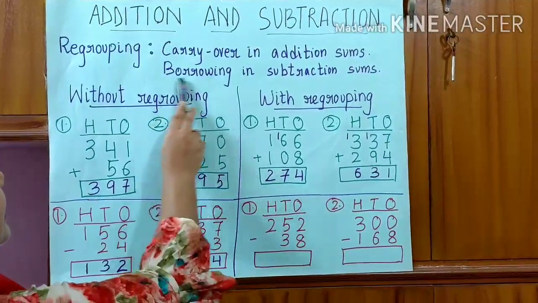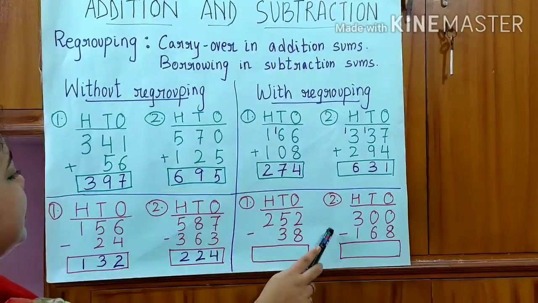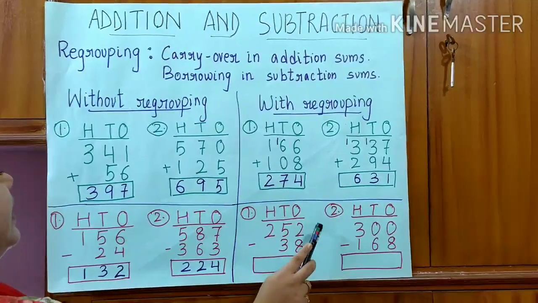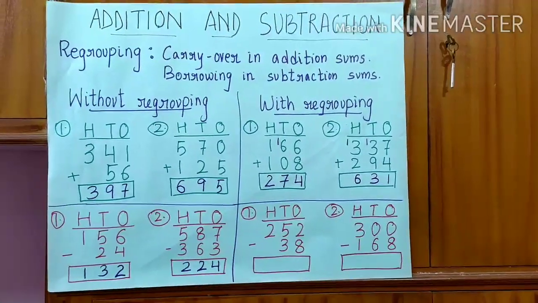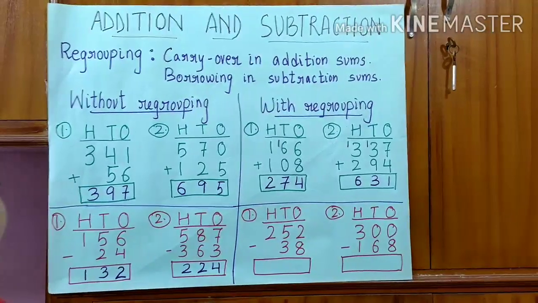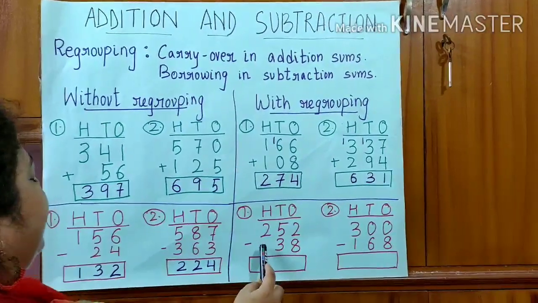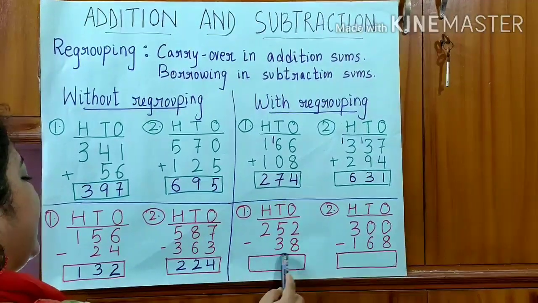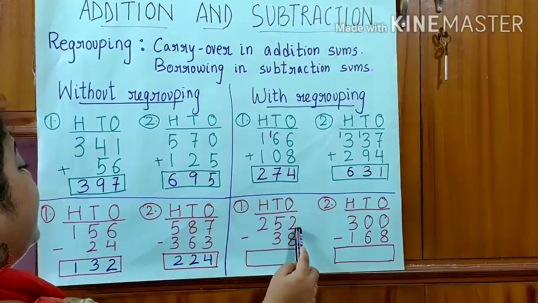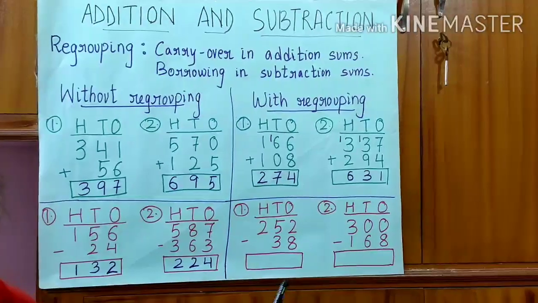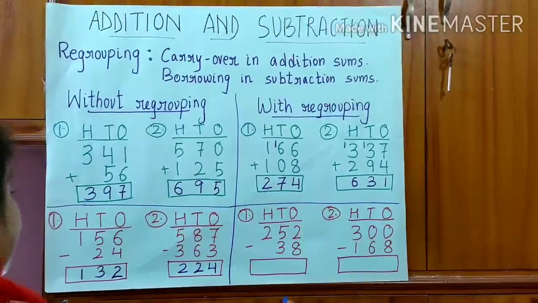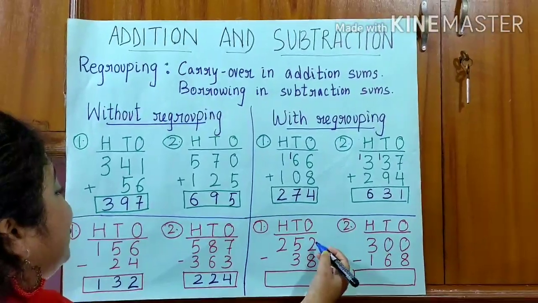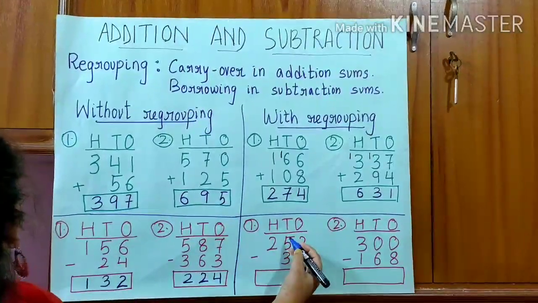That means the borrowing part will be here, children. So you have to listen to this very carefully, right? Now let's see what we have over here. Now we'll first start with a smaller number. We will subtract the number 38 from 252. Now let's subtract the ones. So see, children, we have a lesser number here. We cannot do that. We have to borrow it from the tens place, right?